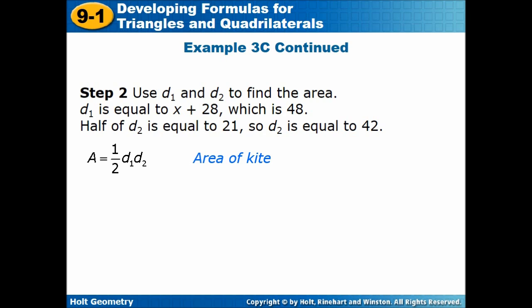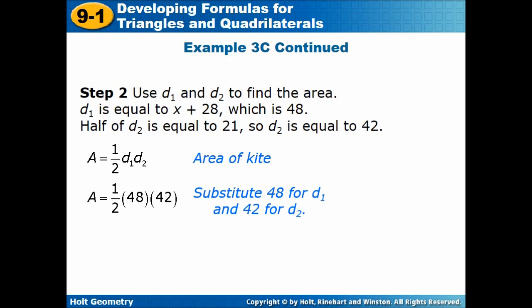So the area of a kite, use the formula, area equals 1/2 D1 times D2. And substitute 48 for D1 and 42 for D2, and you get the area equals 1/2 times 48 times 42. Now simplify. And you'll get the area equals 1008 inches squared.